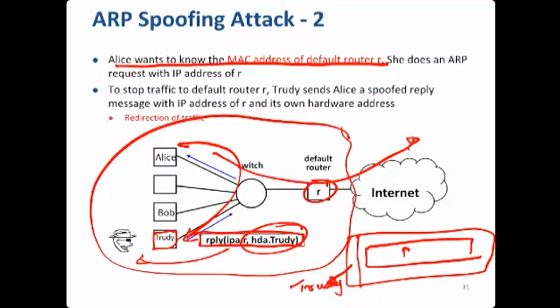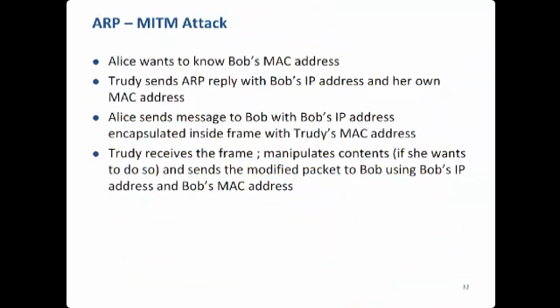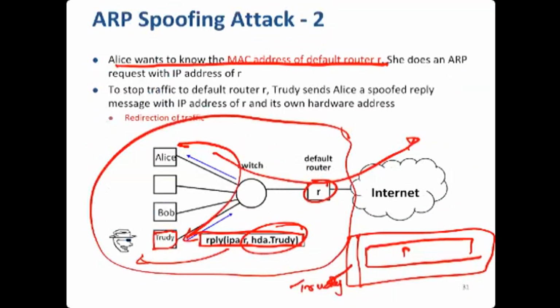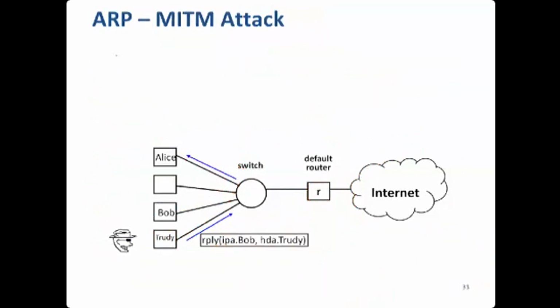Now we can also do a man in the middle attack, right? So Alice wants to communicate with Bob. Alice knows Bob's IP address, but not the Ethernet address. But Trudy responds with Bob's IP address, but its own Ethernet or hardware address, right? So now what will happen?